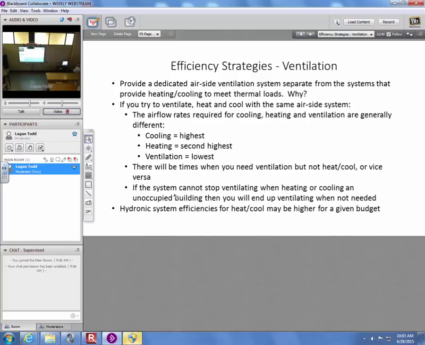So just like I say here, if the system can't stop ventilating when heating or cooling an unoccupied building, then you'll end up ventilating when not needed. Also, hydronic system efficiencies for heating or cooling might be higher for a given budget. So for your budget, you might be able to afford a higher efficiency of heating or cooling with a hydronic system instead of an air side system. So let your ventilation system be the only air side system because you can't ventilate with water. Right. But do your heating and cooling with water.